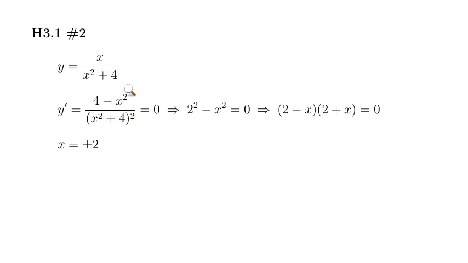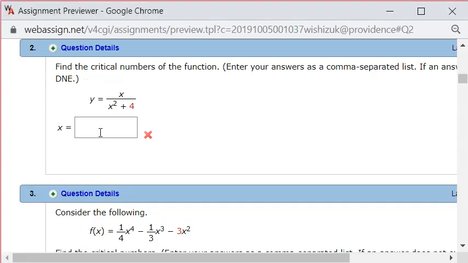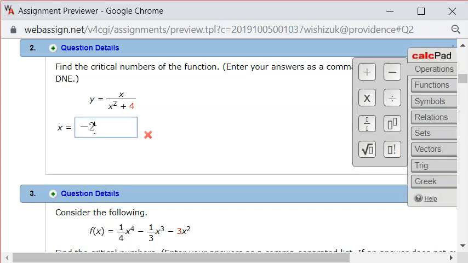So the critical numbers are positive 2 and negative 2. And you can see that this function is always defined because the denominator is never 0. So we don't have a critical number of the second kind where the derivative is undefined, since that derivative is always defined. All right, so let's type the answer in. We got negative 2 and 2 as the answer.